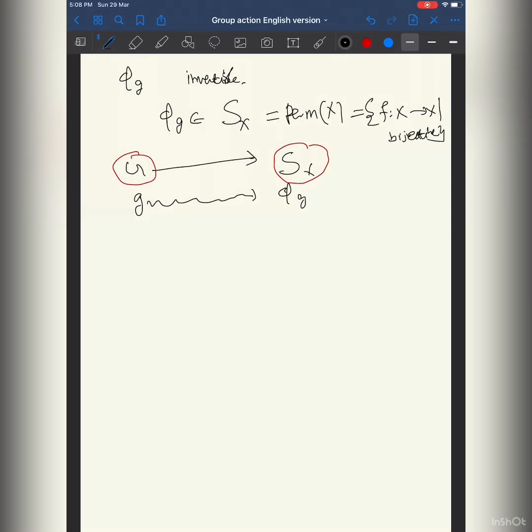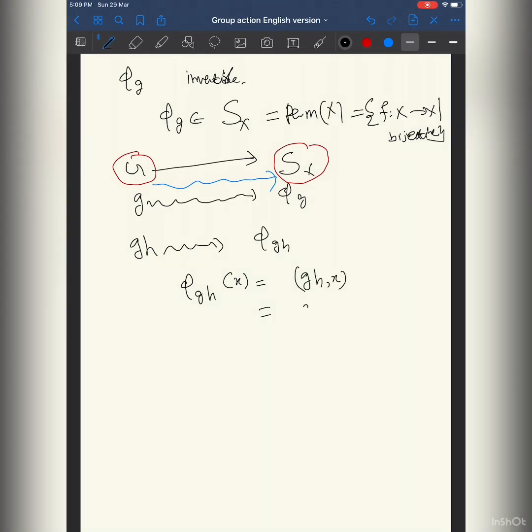Okay, once you define such a function from one group to another group, it's natural to ask whether this is a homomorphism or not. We will prove this is a homomorphism. What do I need to prove? GH goes to phi GH. Phi GH acting on X is nothing but GH comma X.